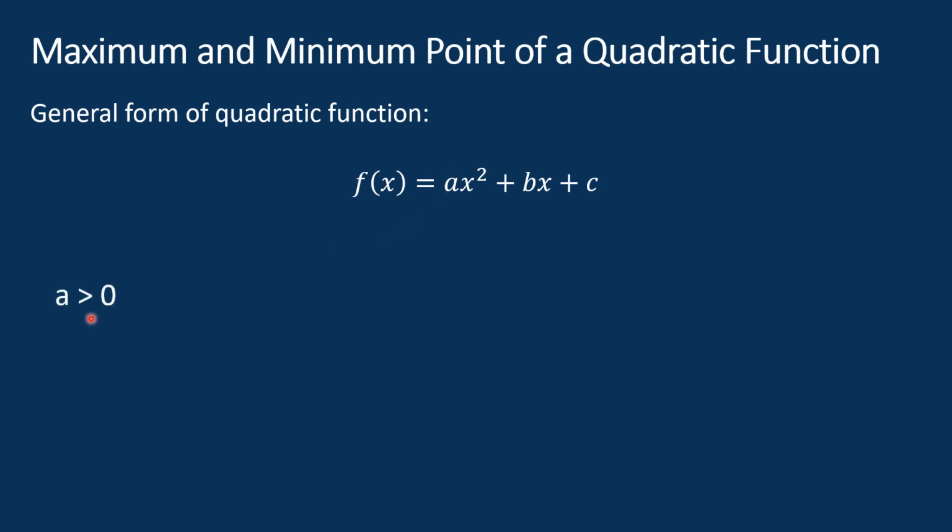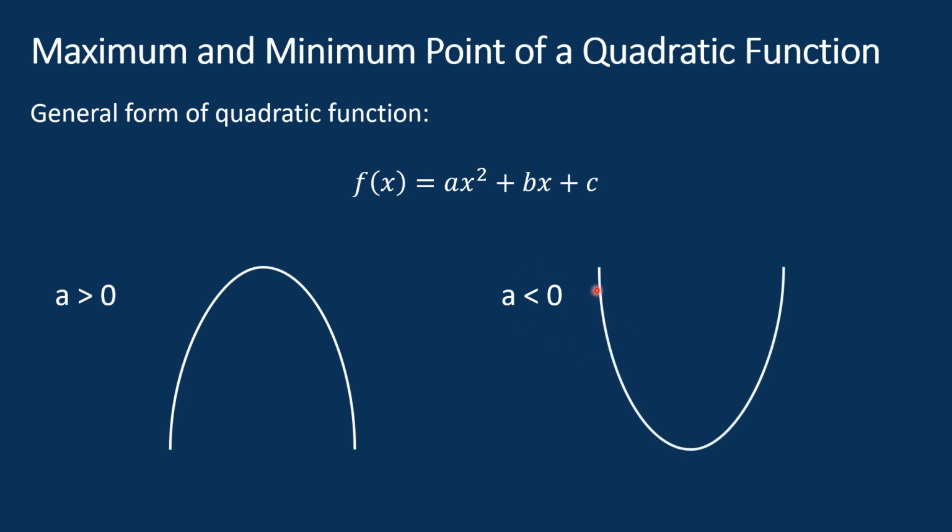If a is positive, the graph looks like a U shape. And if a is negative, the graph will look like an N shape. If the graph is an N shape, there is a maximum point on the graph. And if the graph is a U shape, there is a minimum point on the graph.